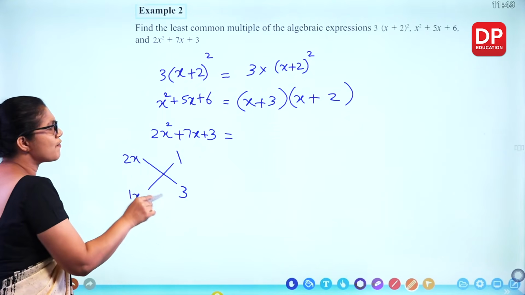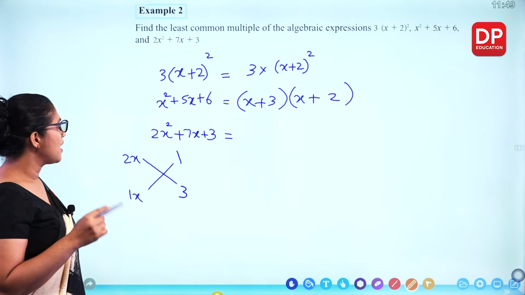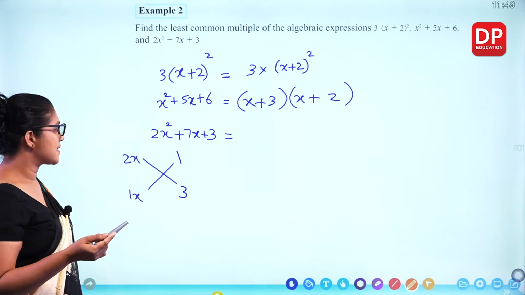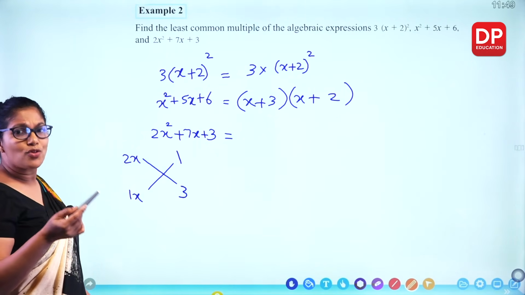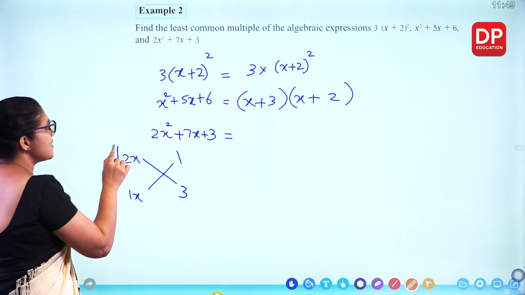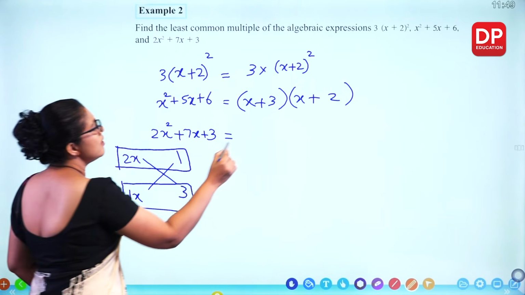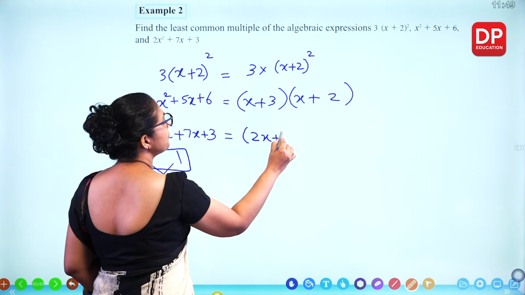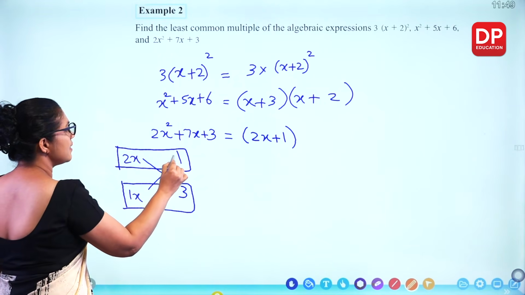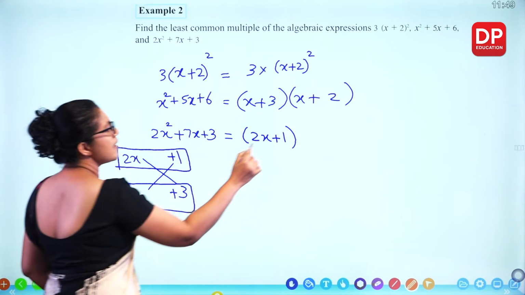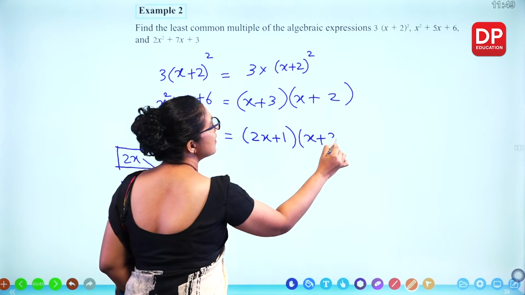So now check whether you are getting the middle term. 3 and 2, you get 6. 6 and 1 next, you get 7. So that means this is the correct order. The factors are (2x + 1) and, I'll put plus, (x + 3).